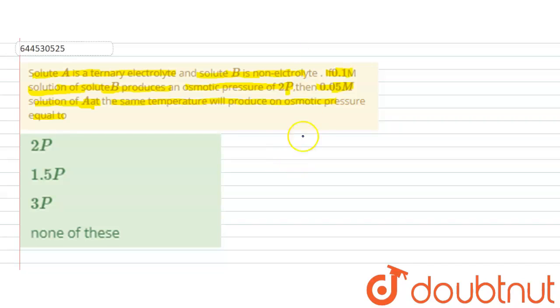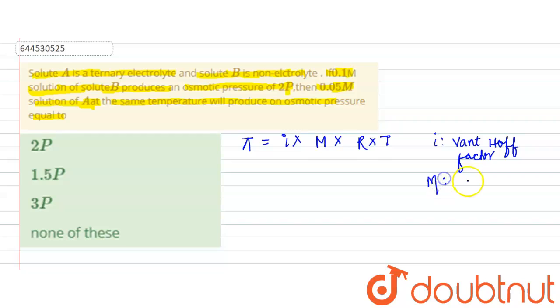So let's see first of all what is the formula of osmotic pressure. Osmotic pressure pi is equal to i into M into R into T, where i is the Van 't Hoff factor, M is the molarity, R is the gas constant, and T is the temperature. So these are the symbolic definitions. So pi is equal to iMRT.